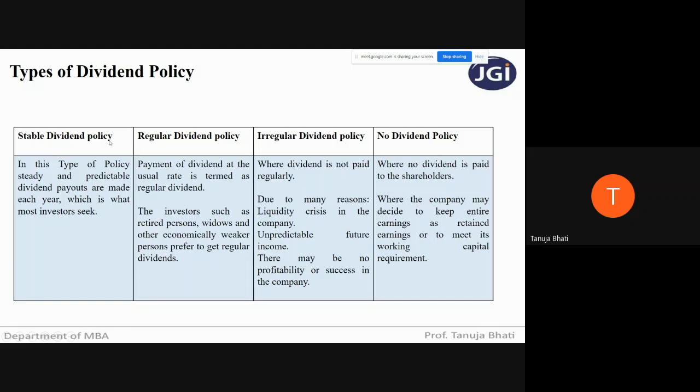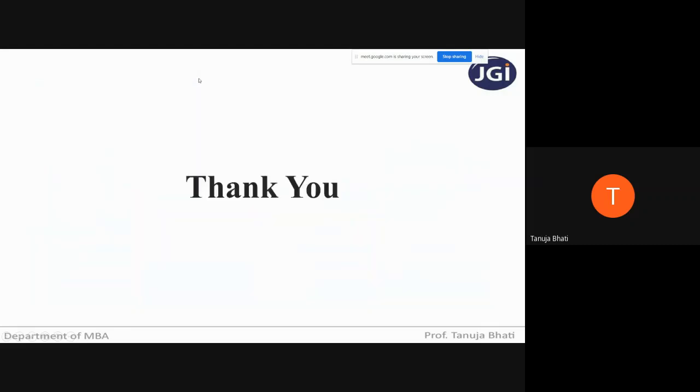So these are the different types of dividend policy. Thank you so much, students. By this, we have completed the theory part relating to module number 6.